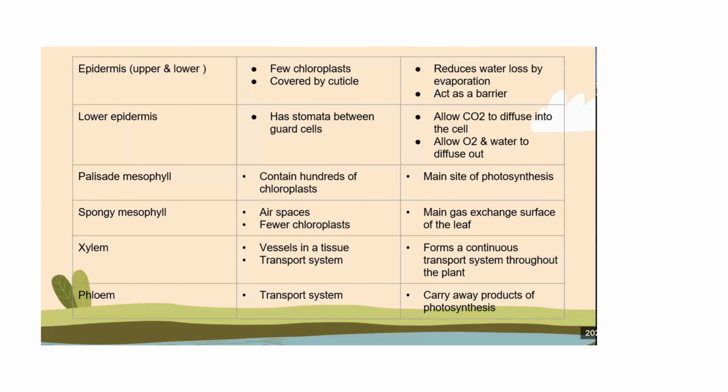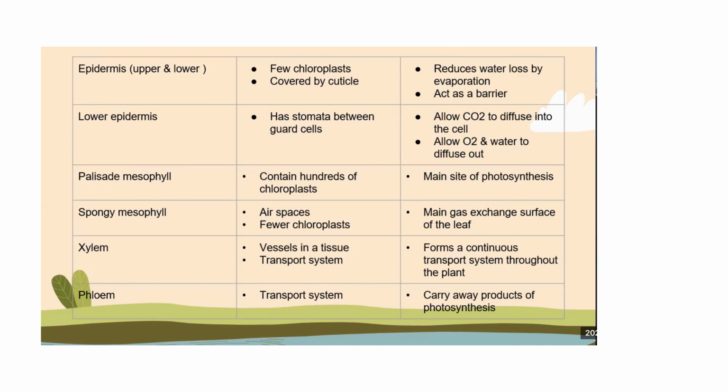The upper and lower epidermis contain few chloroplasts. Photosynthesis is not the main function of the epidermis. The main function of the epidermis is to reduce water evaporation and act as a barrier. There is still some photosynthesis in the epidermis.